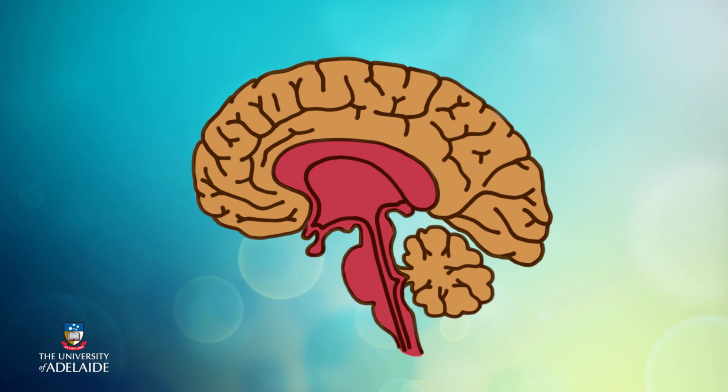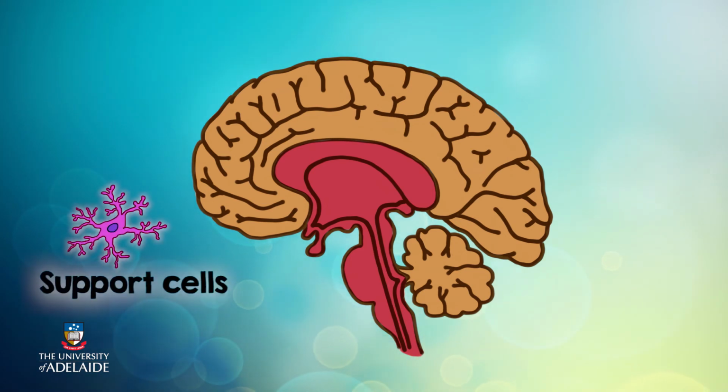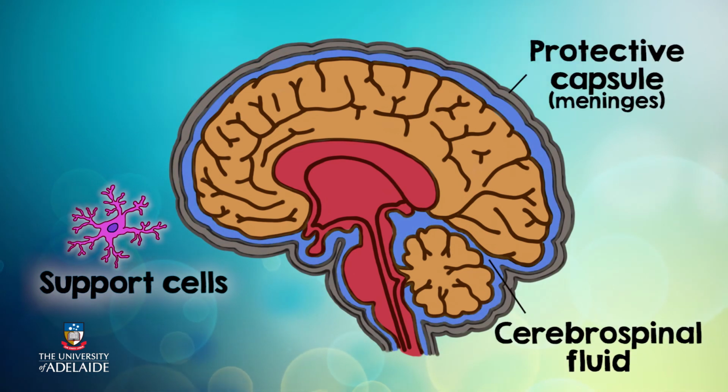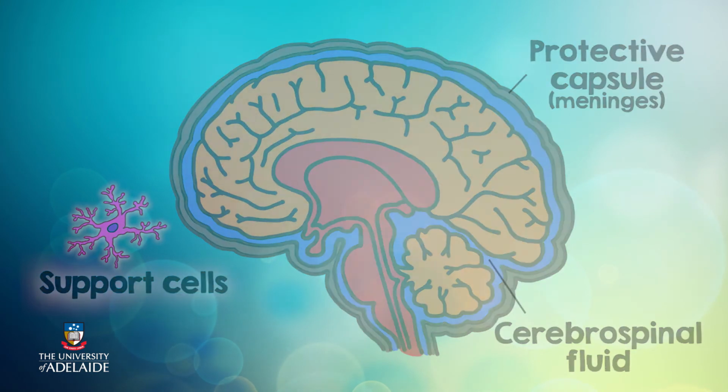Our lives depend on keeping our neurons and brain healthy, and this is where support cells help us. We also have special protective packaging to make sure the brain does not get damaged when we bump our head. It floats in cerebrospinal fluid and is protected by membranes in our skull.